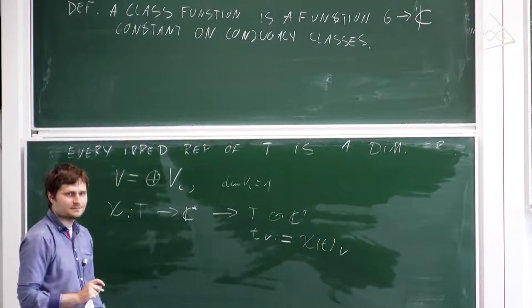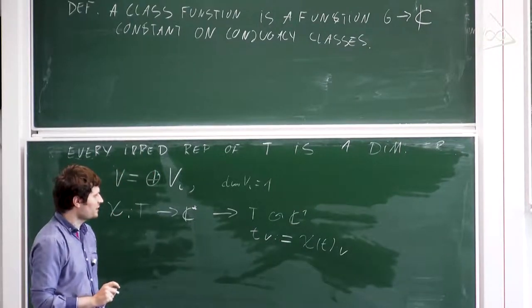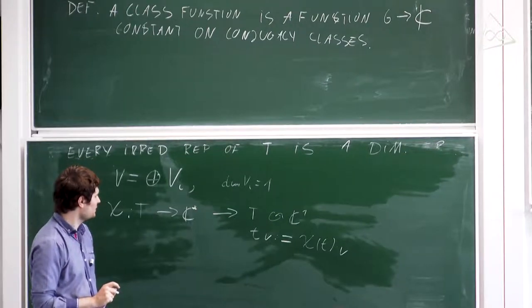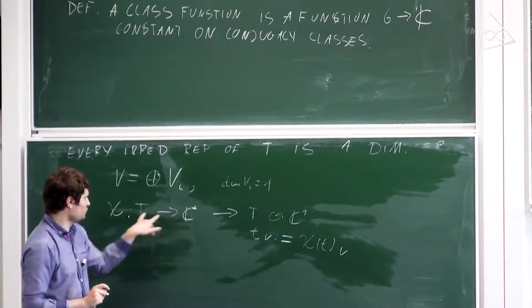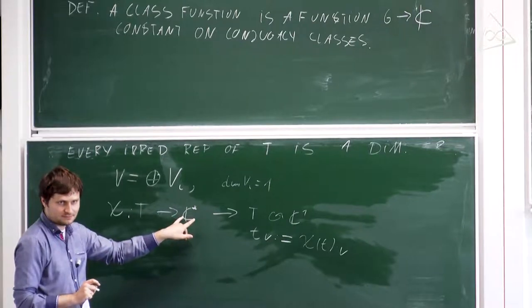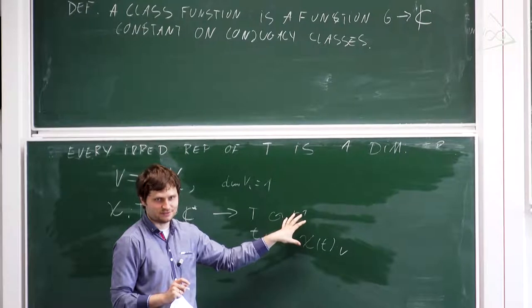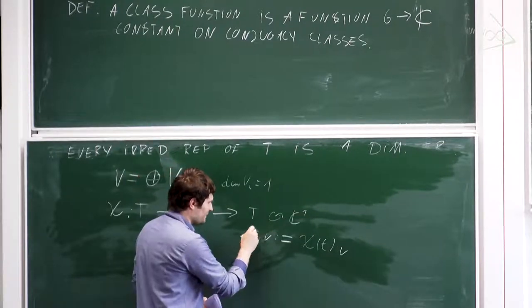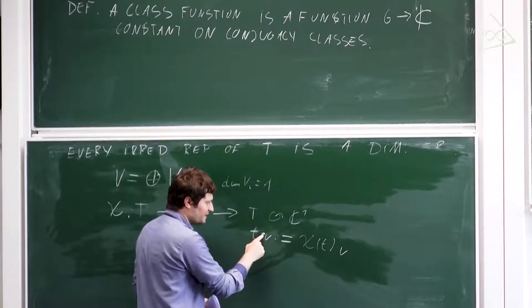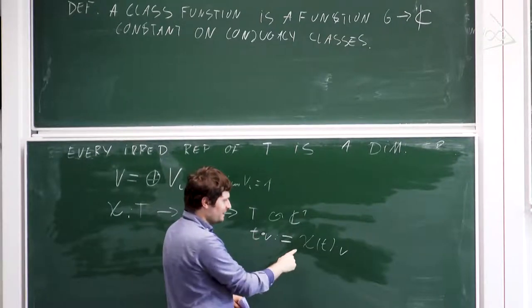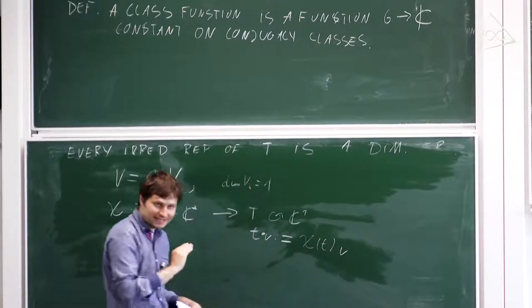And where is the Laurent monomial? I fix a Laurent monomial, chi, and I tell you how to build a one-dimensional representation of a torus from it. I have to define how T acts on V. So I'm defining this dot, and I define it as a number times V. It's just scaling.